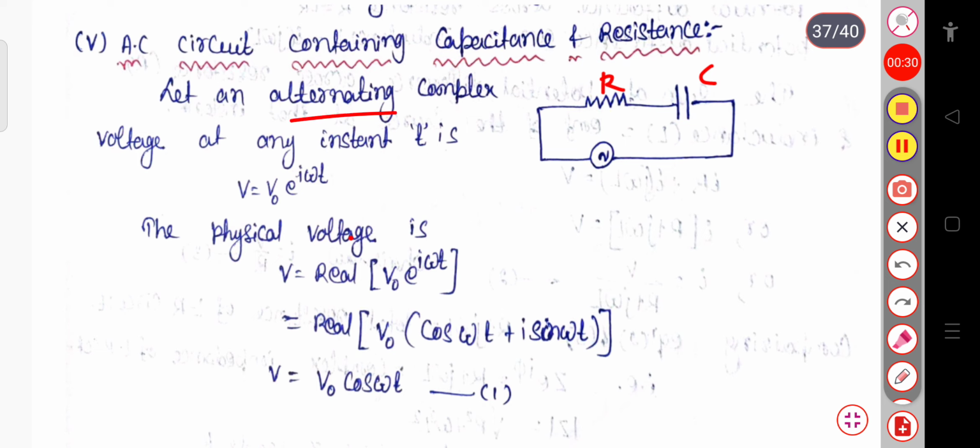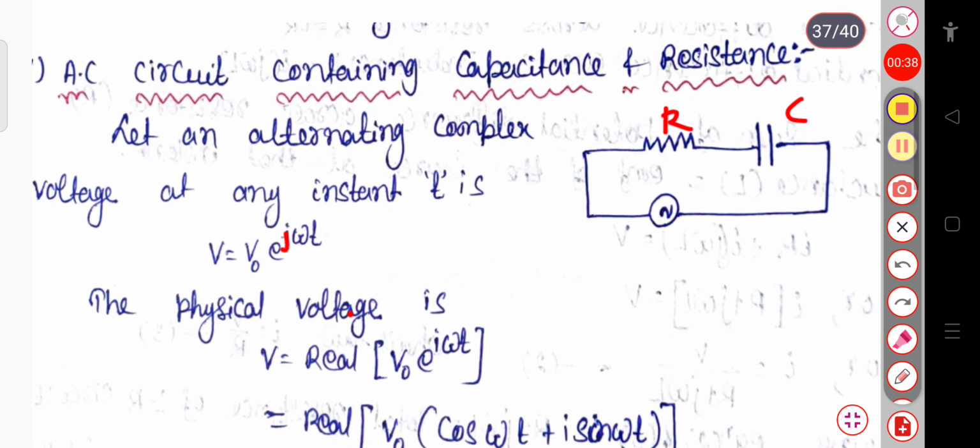Let an alternating complex voltage at any instant t be V equal to V naught exponential j omega t. Here this j is the complex number that is equal to root over of -1. Since we will consider I as the instantaneous current, here we will consider j as the iota, basically the root over -1.